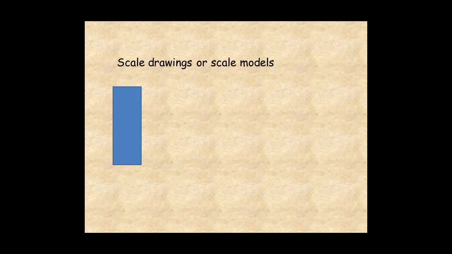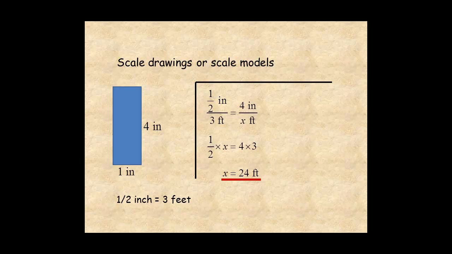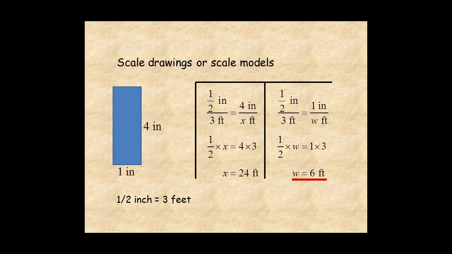Here's a drawing of a room. On the drawing, the room is 4 inches long and 1 inch wide. The drawing has a scale of 1/2 inch equals 3 feet. You can find the area of the room by converting the length of the room to 24 feet and the width of the room to 6 feet. Then the area of the actual room is 144 square feet.